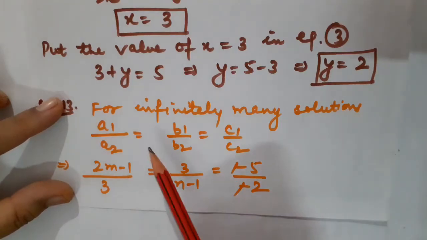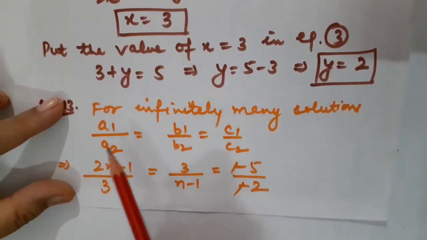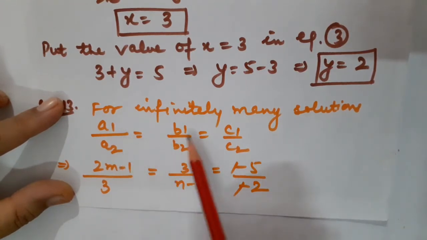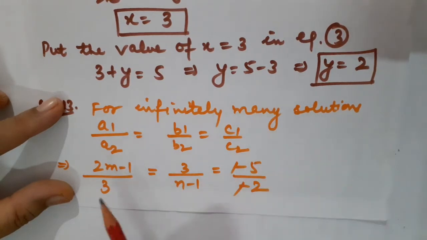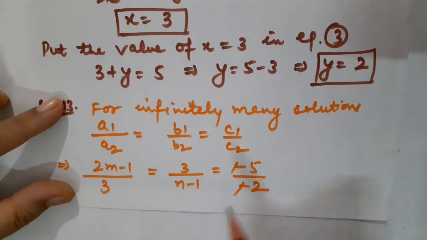So children, for infinitely many solutions, you know that a1 upon a2 is equal to b1 upon b2 is equal to c1 upon c2. And while comparing the given equations with the generalized form of a pair of linear equations, I have got these very values of a1, a2, b1, b2 and c1, c2.